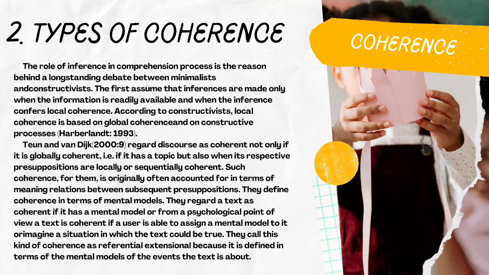They define coherence in terms of mental models. They regard a text as coherent if it has a mental model, or from a psychological point of view, a text is coherent if a user is able to assign a mental model to it, or imagine a situation in which the text could be true. They call this kind of coherence referential extensional, because it is defined in terms of the mental models of the events the text is about.